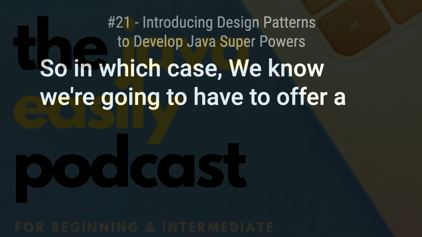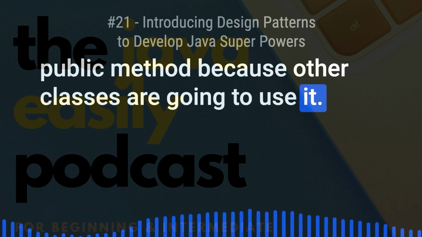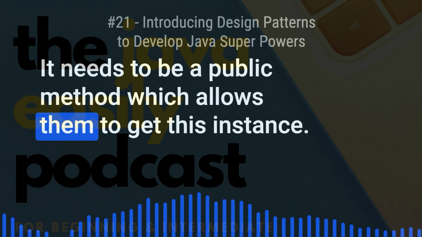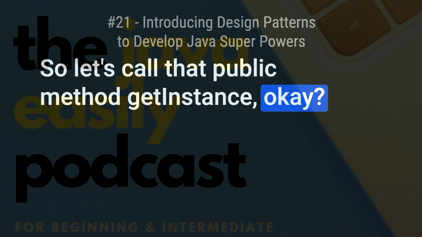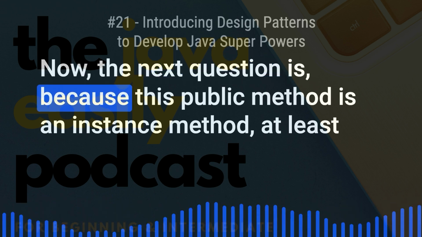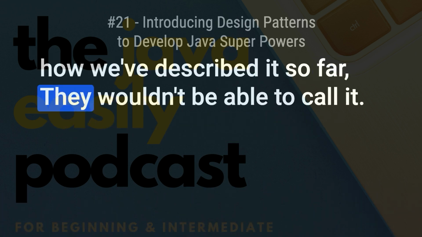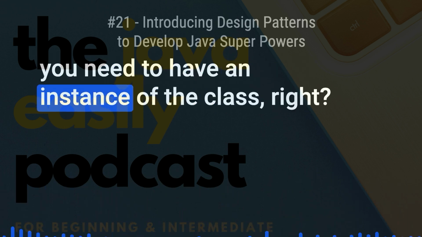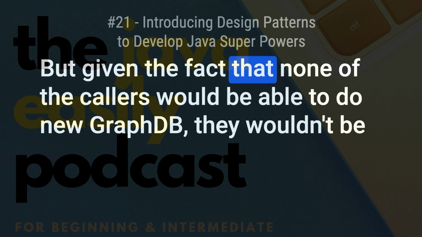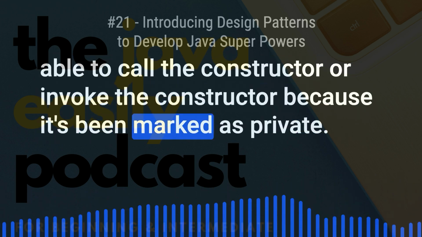Okay, fair enough. So in which case, we know we're going to have to offer a public method because other classes are going to use it. It needs to be a public method which allows them to get this instance. So let's call that public method getInstance. Now, the next question is, because this public method is an instance method, at least how we've described it so far, they wouldn't be able to call it. In order to call an instance method, you need to have an instance of the class, right? But given that none of the callers would be able to do new GraphDB, they wouldn't be able to invoke the constructor because it's been marked as private.